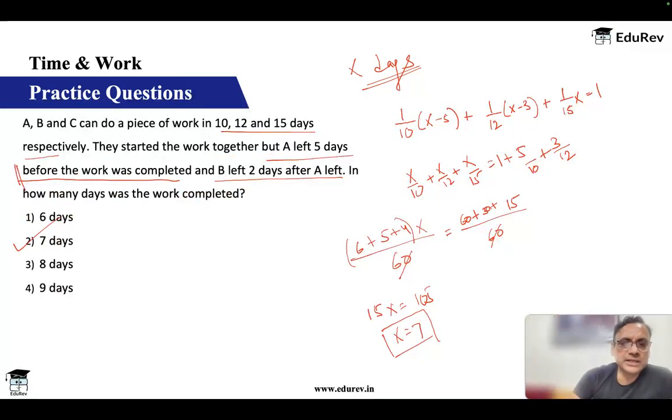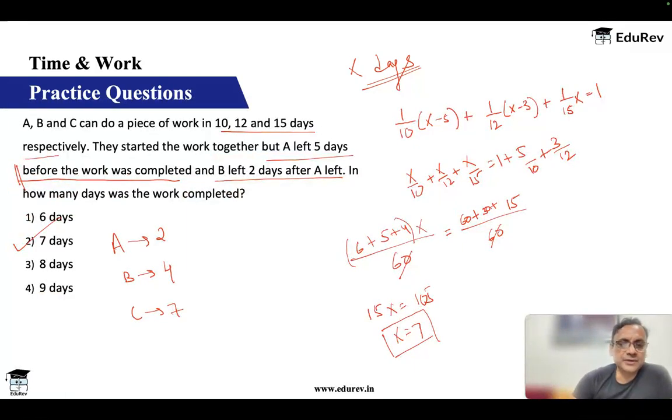Now if you see, A left 5 days before the work got completed. That means A worked for 2 days. B left 3 days before the work got completed. That means B left after 4 days. And C worked till the end. That means C worked for 7 days.